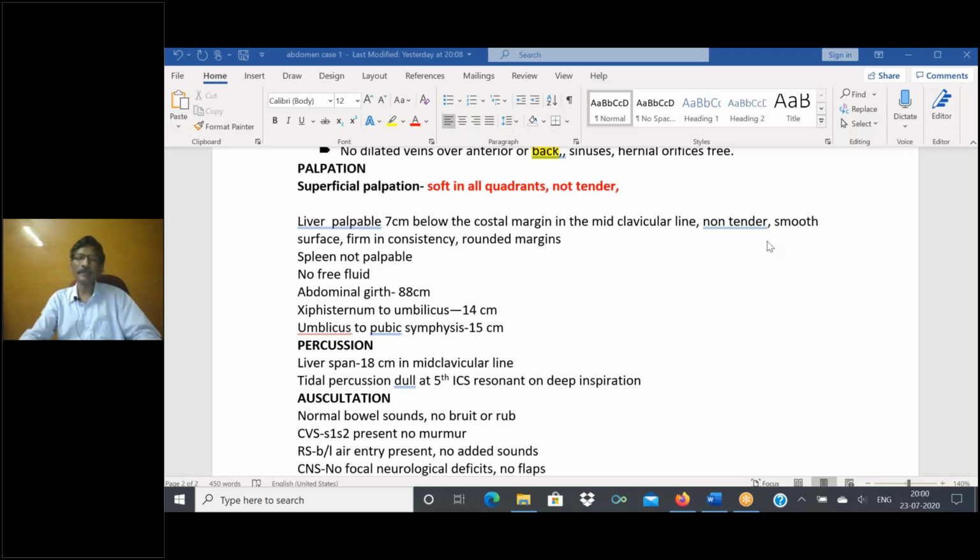He has written: liver palpable 7 centimeter below the costal margin in the midclavicular line, not tender, smooth surface, firm in consistency, rounded margin. Okay. So corrections. What are the errors which should be corrected in this? What should be corrected?